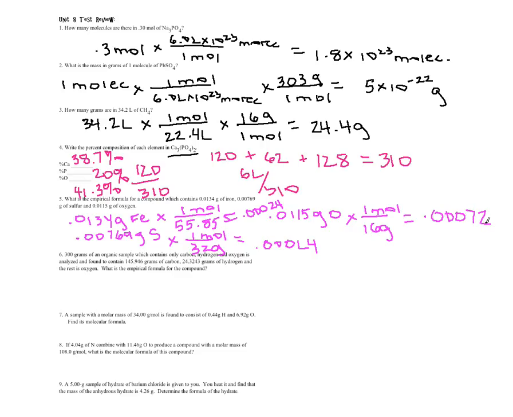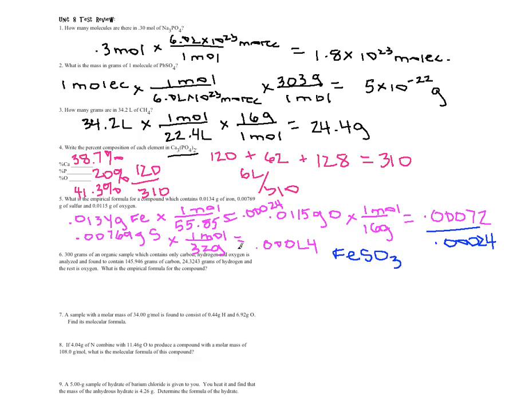Okay, so I need to now divide by my smallest number of moles, which as you can see is going to be 0.00024. And when I divide 0.00072 by 0.00024, I get 3. That's going to be 3. So what my final answer is going to be is just FeSO3, and I'm done.